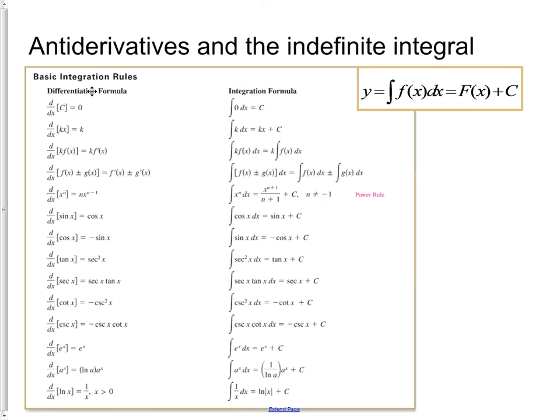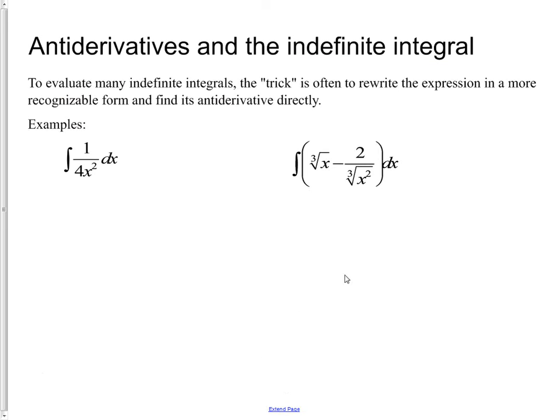And the trick is just trying to find a way to make sure that we understand what these rules say. So let's try one now where we do that. Let's say that I have a function like the one we see right here, the antiderivative of 1 over 4x squared dx. Well, we might not recognize it right away, but we could say something like this. It would be the same thing as the antiderivative of 1/4 times x to the negative second power dx.